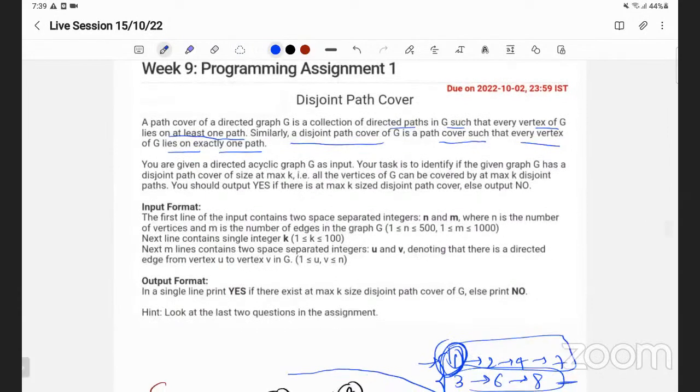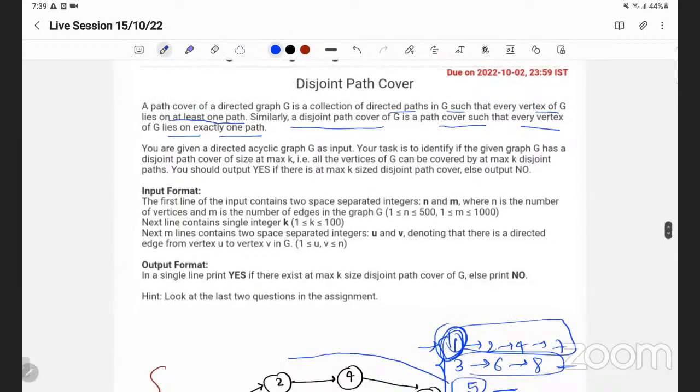So now the question is, you are given a directed acyclic graph. So observe that the input graph is acyclic. Your task is to identify whether the graph has a disjoint path cover of size at max k. That means all the vertices of G can be covered by at max k disjoint paths. If that is possible, it should output yes. And if there is no disjoint path cover of size at max k, then the output should be no.